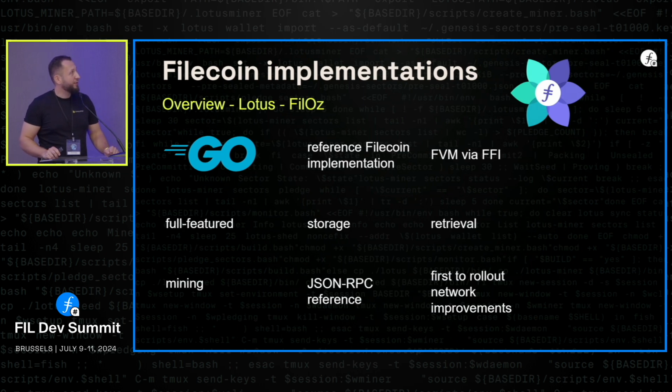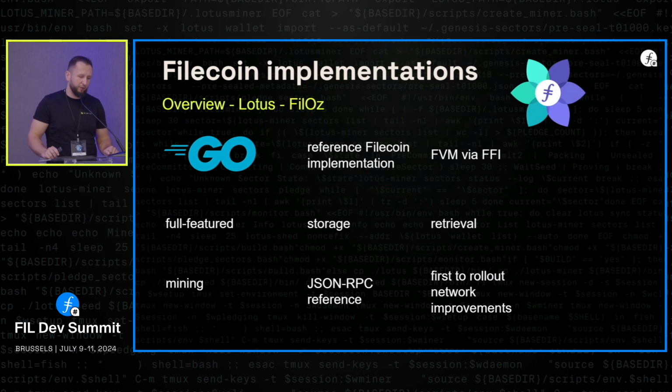It integrates with the Filecoin Virtual Machine via a foreign function interface. I'll be talking about it more later, but basically, because FVM is written in Rust and Lotus is written in Go, you have to have some interfacing there. It is fully featured, meaning that whatever is claimed to be on Filecoin is available, well, it is likely implemented by Lotus.